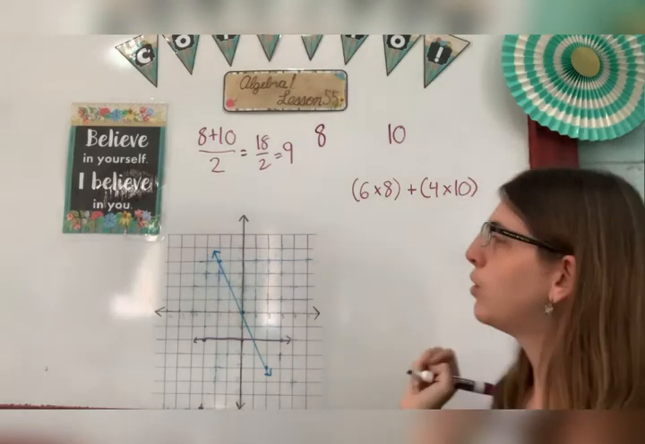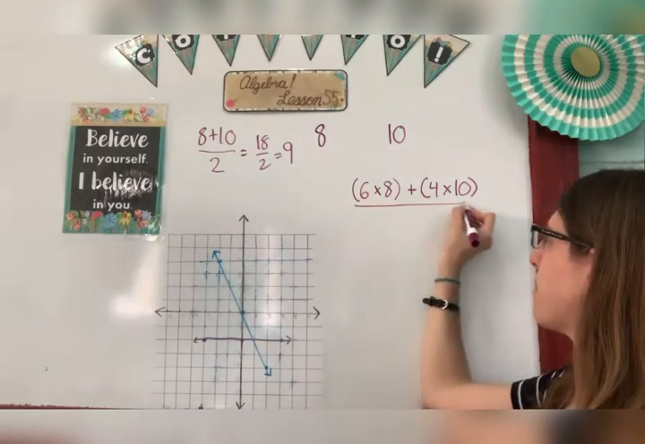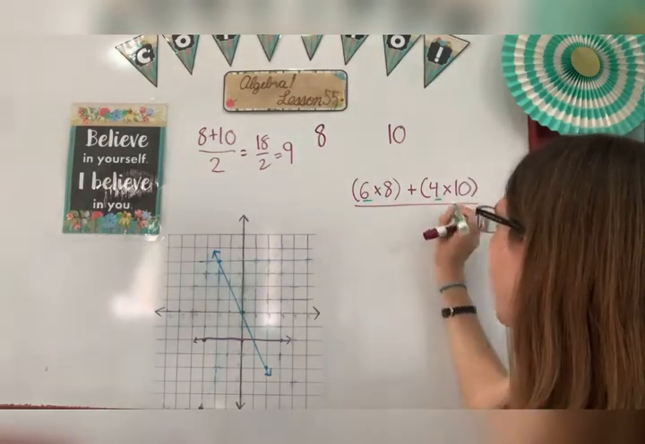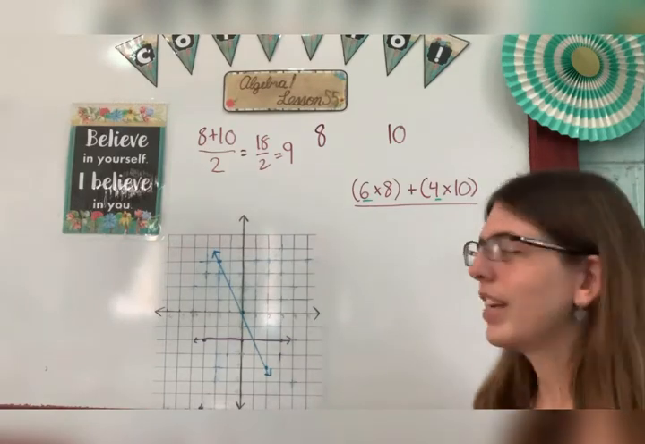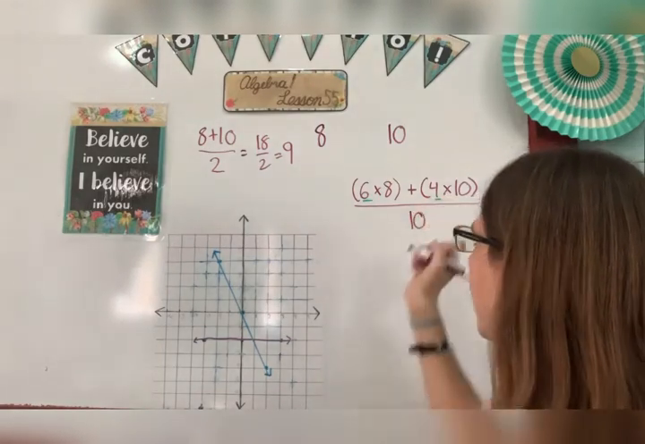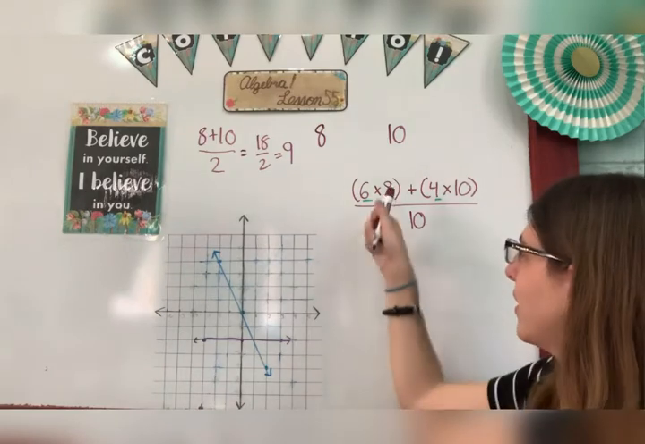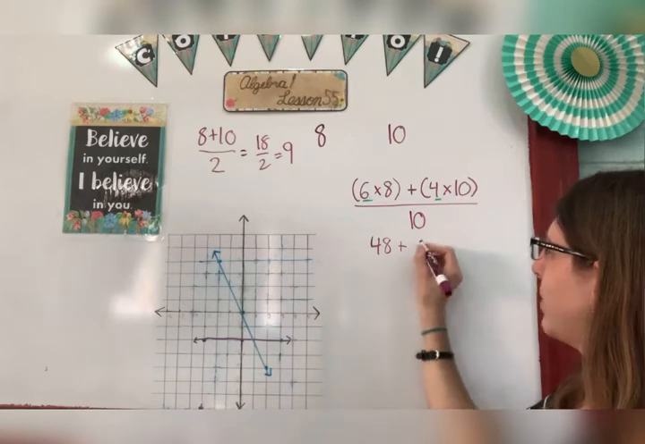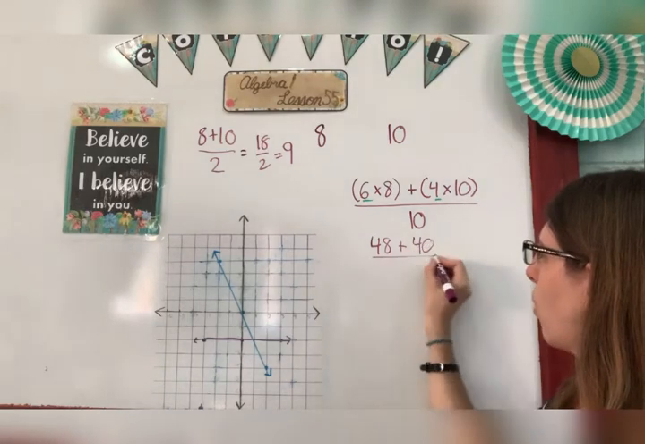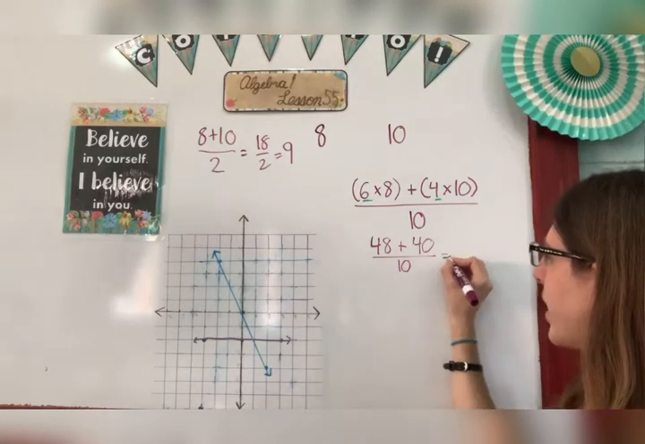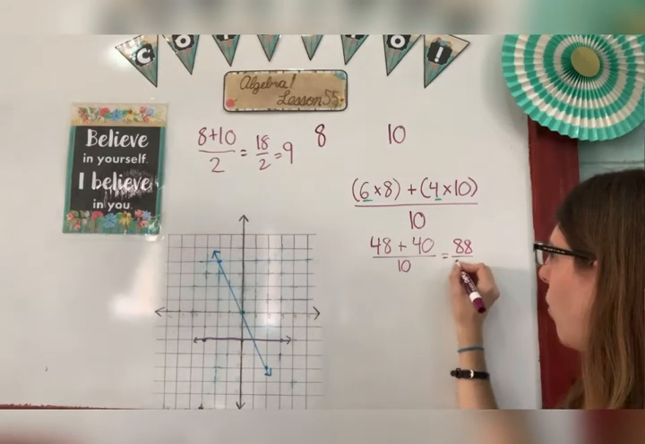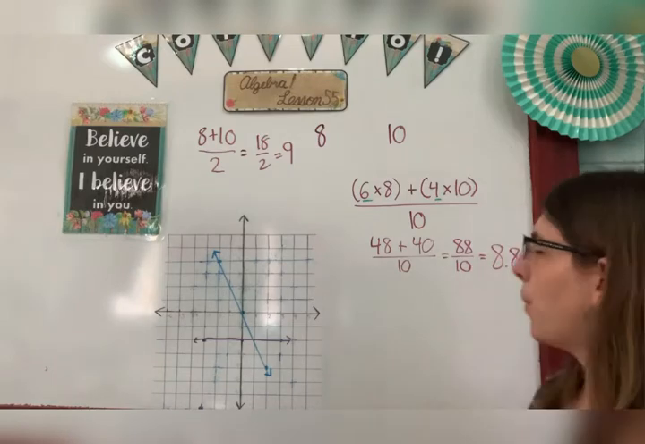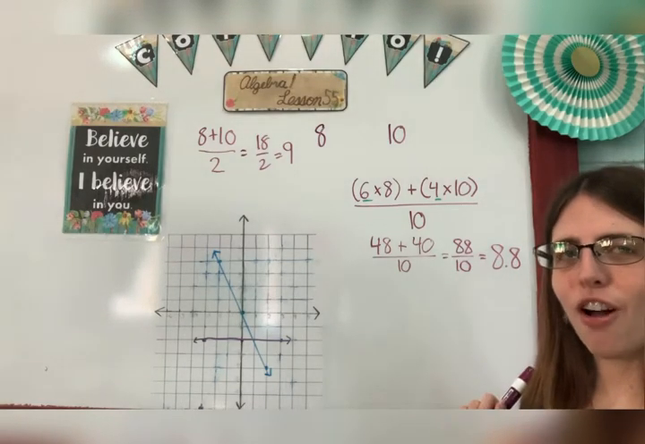You're going to add those 2 totals together and divide by the number of numbers you're adding together, which would be 6 in this group and 4 in this group. 6 plus 4 is 10. So your total number of numbers is 10. All right, so 6 times 8 is 48, plus 4 times 10 is 40, over 10. 48 plus 40 is 88, over 10. 88 divided by 10 is 8.8. So that's your overall average.